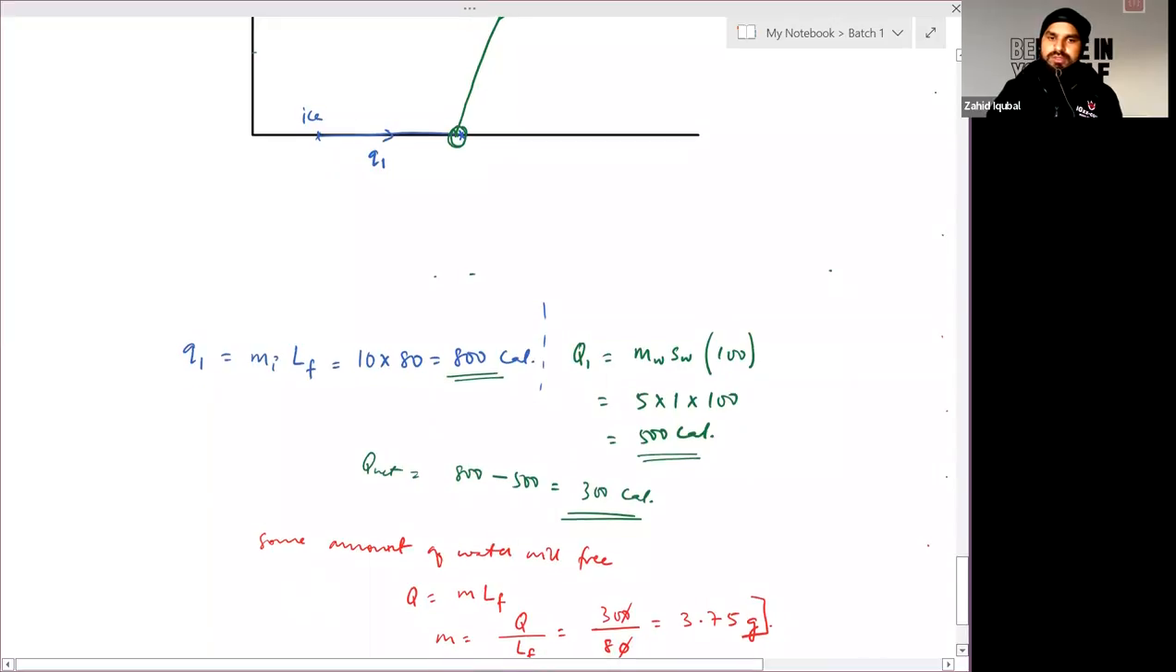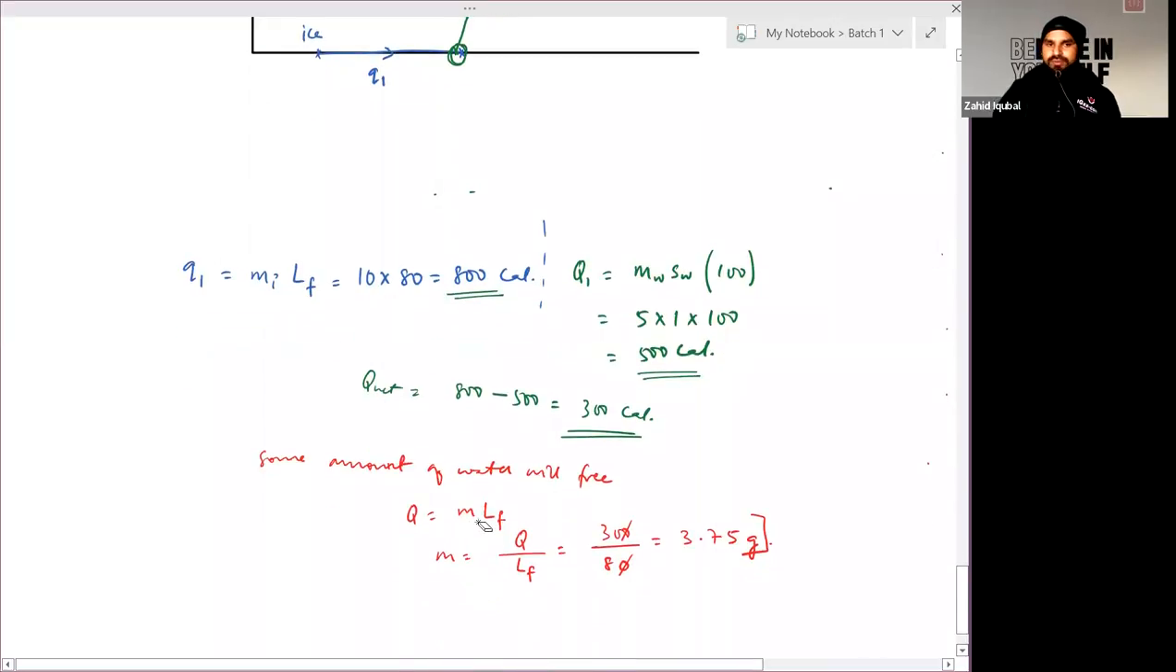So Q equals mass times latent heat of fusion. Q we have, given 300 calorie. Mass we have to calculate, latent heat of fusion is given. Put all the values and simplify it. So you'll get 3.75 gram.